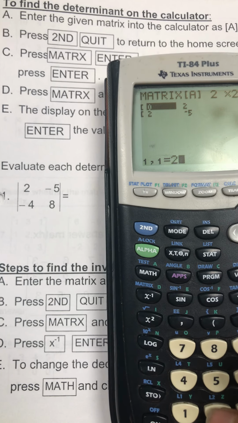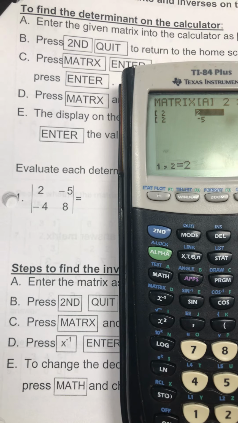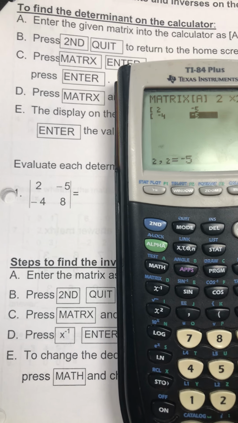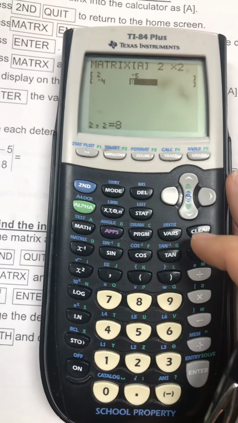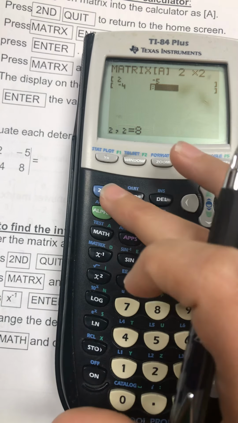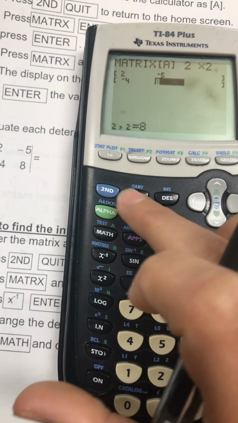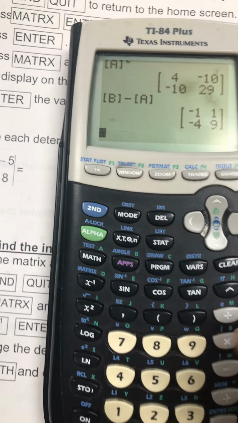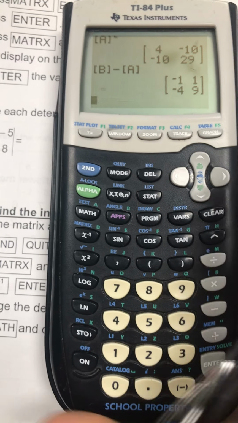So we have 2, enter, -5, enter, -4, enter, and 8. Okay, so we're done entering. Now I'm going to go to second quit, which is second mode. See how it says quit above it? So second mode gets you to quit.